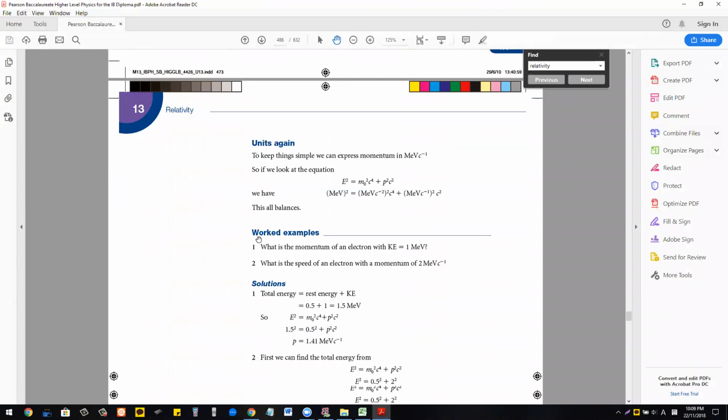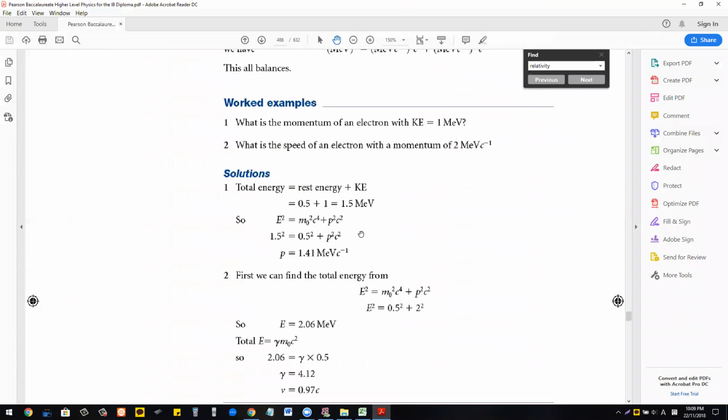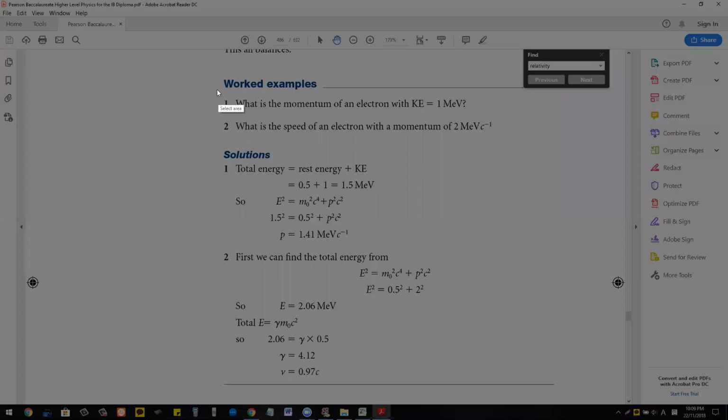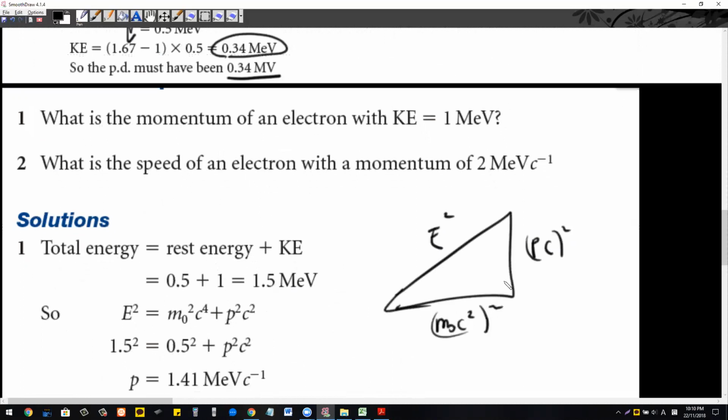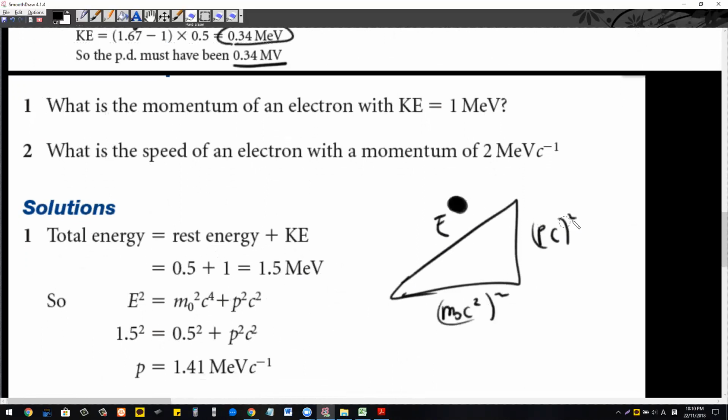And then there are these equations. This one is using Pythagoras' theorem. But this one being E squared, this is (pc) whole squared, and this one is (m naught c squared) squared. It's actually E, there's no square here, but the Pythagoras relationship forces them to be squared. So think about a triangle.